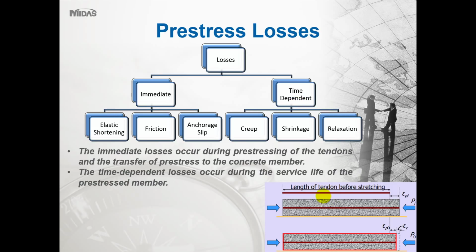So just talking briefly on short term losses. Elastic shortening occurs primarily in the pre-tensioned or precast beams, as shown in the figure below. When the concrete is cast after pre-stressing has been applied, the concrete shortens due to the pre-compression, which leads to the tendon shortening, that leads to the loss of the tendon stress, and that's what we're talking about, the tendon losses.